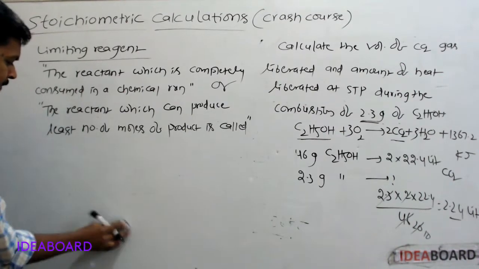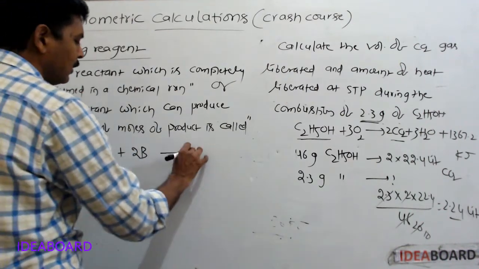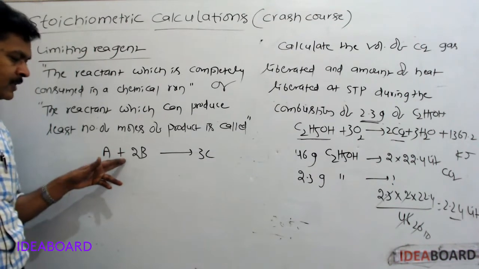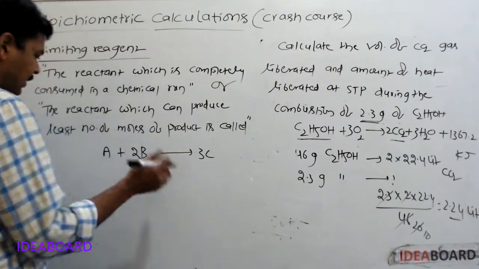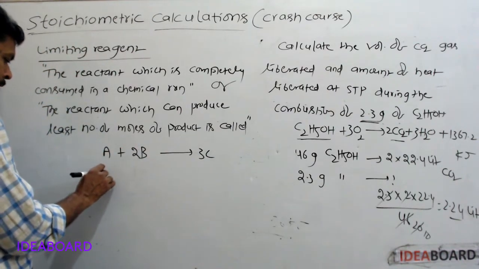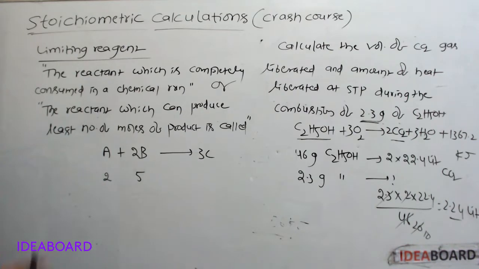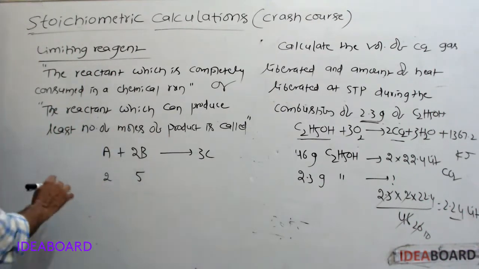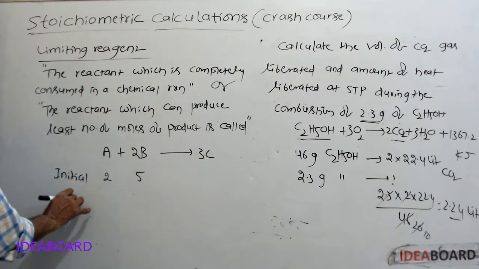For example, I am taking one general reaction. A plus 2B gives rise to 3C. 1 mole of A plus 2 moles of B gives rise to 3 moles of C. In this reaction, let us take initially 2 moles of A and 5 moles of B. Then identify the limiting reagent. Then which is the limiting reagent? These are initial number of moles. Now reacted.